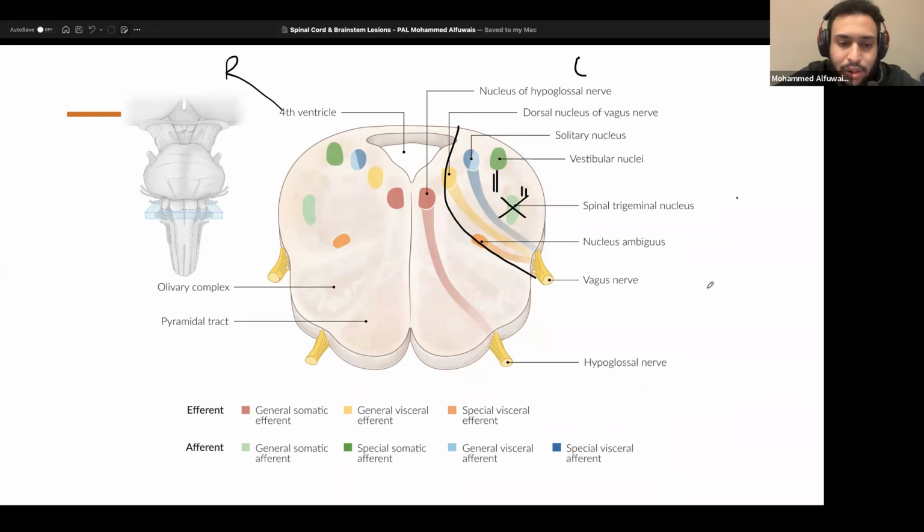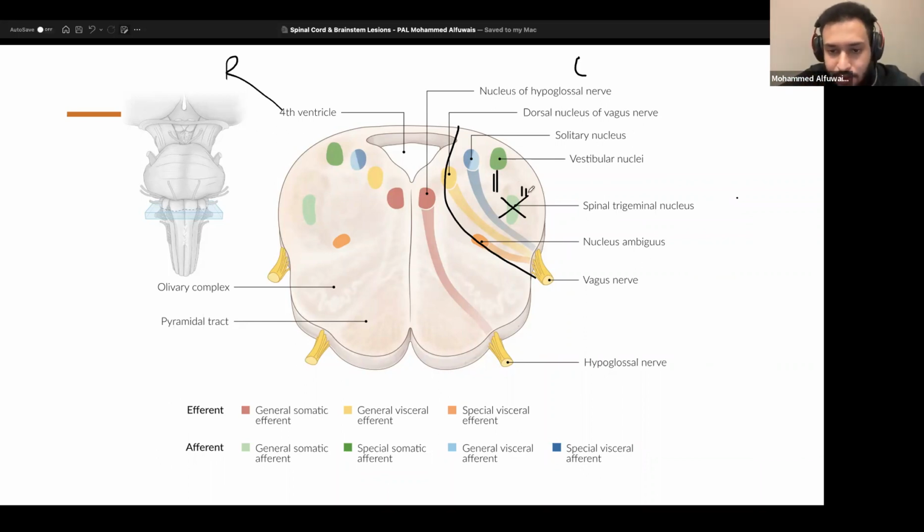Loss of pain and temperature, where? In the face. Is it going to be the left side or right side? Ipsilateral face, which is going to be the left side. Good. Because again, the trigeminal will take it from the ipsilateral side of the face.